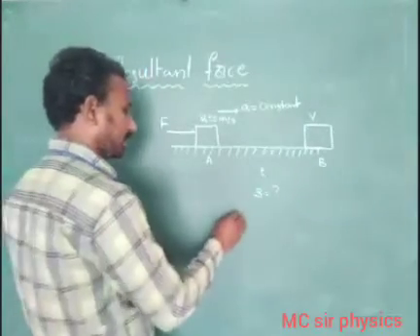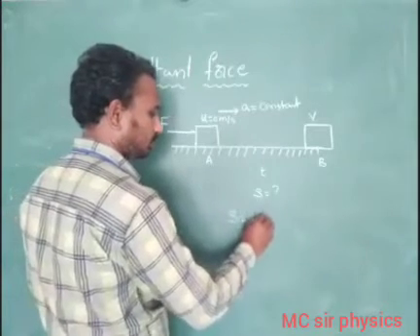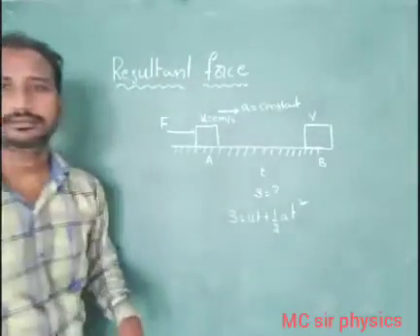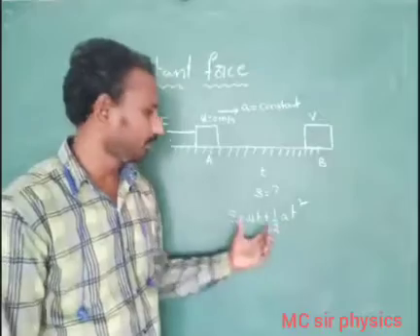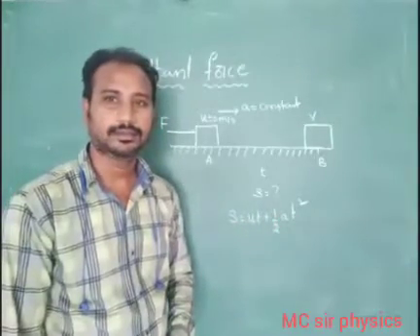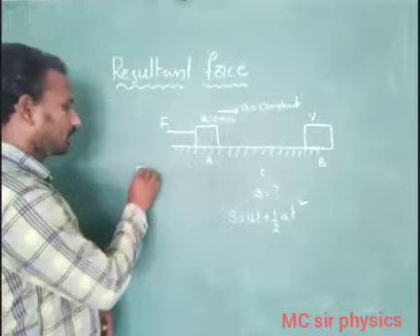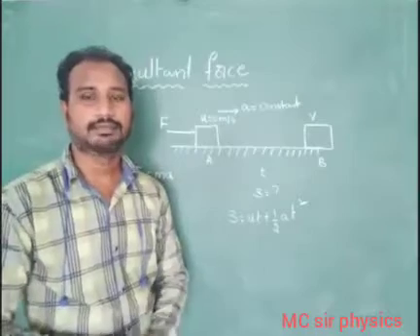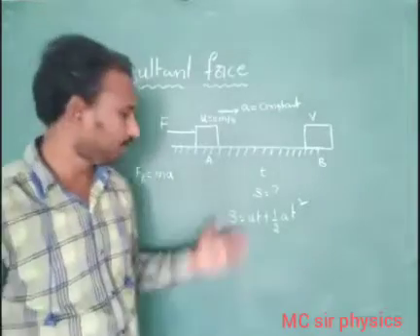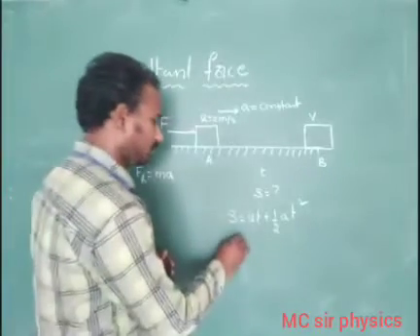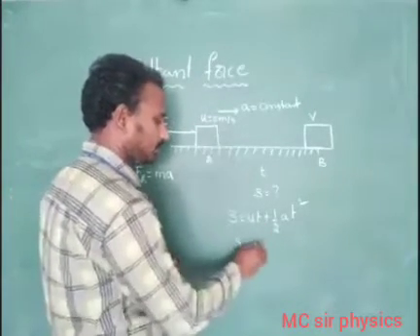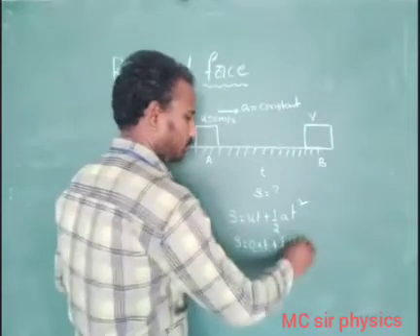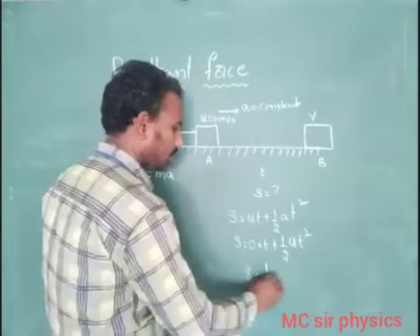Just identify the second equation of motion: S equals ut plus half at square. What is the resultant force? Fr equals mass into acceleration. So first the displacement value: displacement equals initial velocity 0 into t plus 1 by 2 acceleration a t square. S equals half a t square.